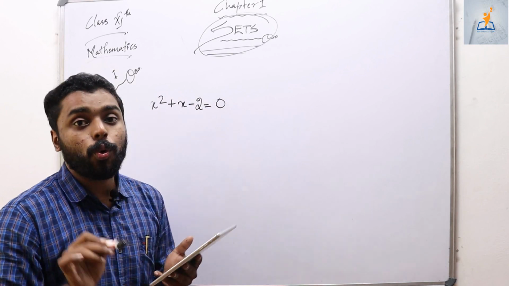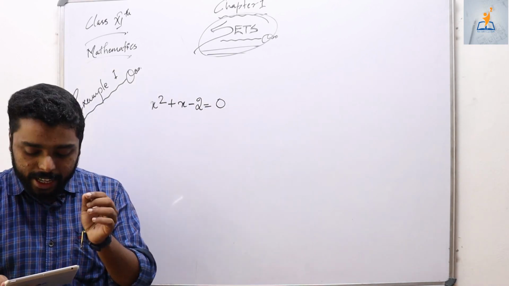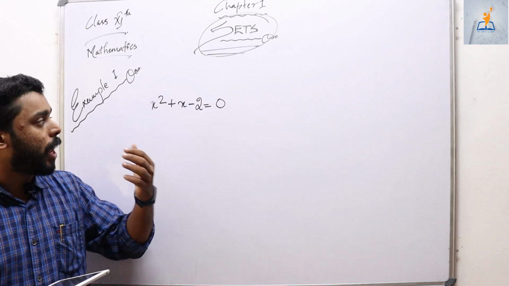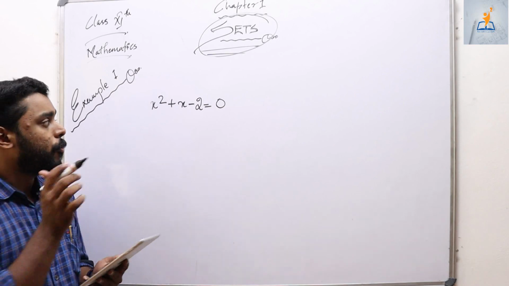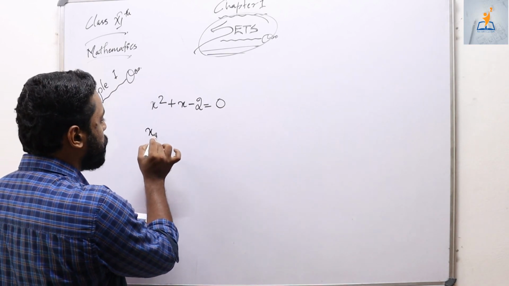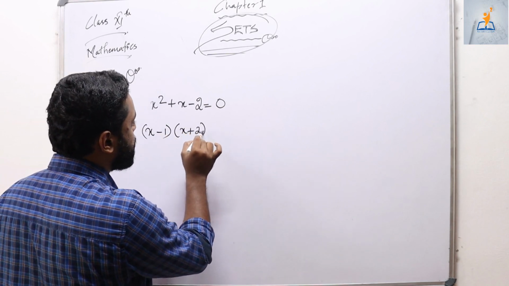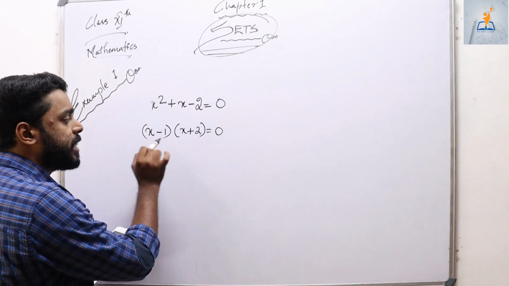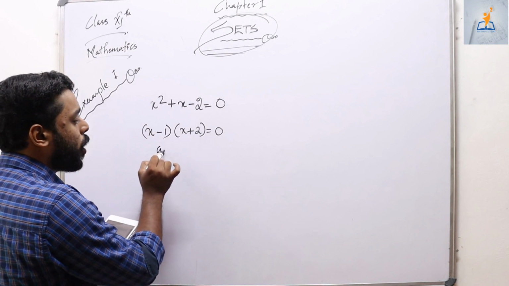So we have to write the solution set for the equation in roster form. It is specified in this question. So we have to write the solution set for this equation in roster form. We know that this equation can be split into (x minus 1) into (x plus 2) is equal to 0, isn't it? By the splitting the middle term method, we can split it into (x minus 1) into (x plus 2) is equal to 0. Now, a product is equal to 0.